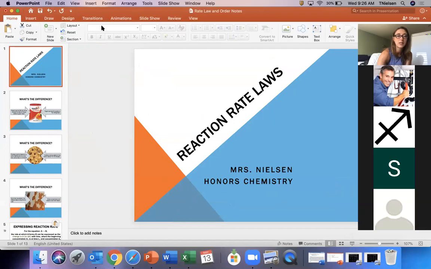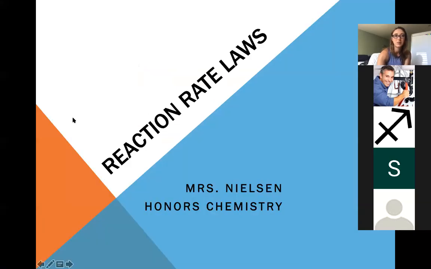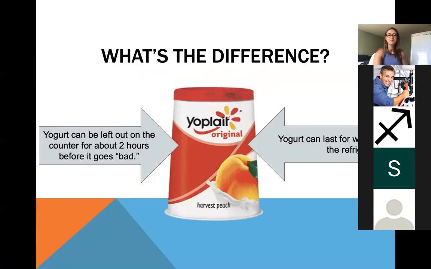Okay, hoping you can see what I'm seeing here. All right, so reaction rate laws. This is what you would put in the table of contents in your brain book. Reaction rate laws. Okay, so just a little something to jog your memory here. You might think, what's the difference? Why is it that yogurt can be left out on the counter for 2 hours before it goes bad, but it'll last for weeks in the refrigerator?